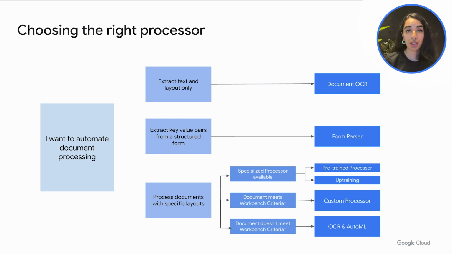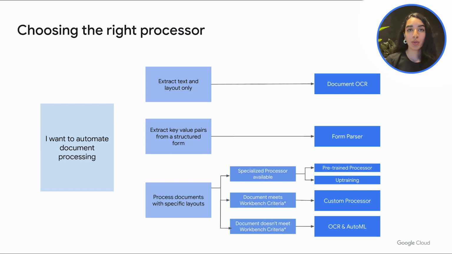If you need to process documents with a specific layout and a specialized processor is already available, you can then leverage these pre-trained processors or uptrain them. By uptraining, we mean that you begin with a pre-made model and then train this model with your own data to improve its accuracy. If our available specialized processors do not cover a document type that you'd like to process, then you can use Document AI Workbench to create a custom processor, provided that it meets the criteria outlined in the previous section. In case the criteria can't be met, you can opt for OCR processor and AutoML.